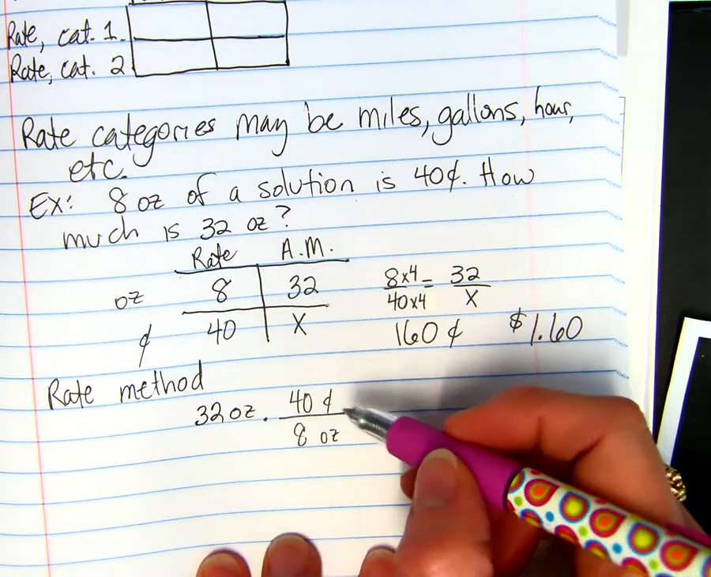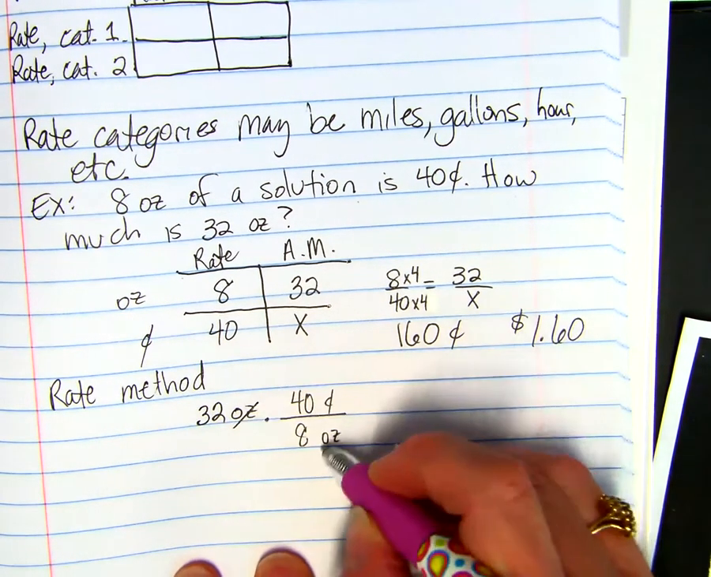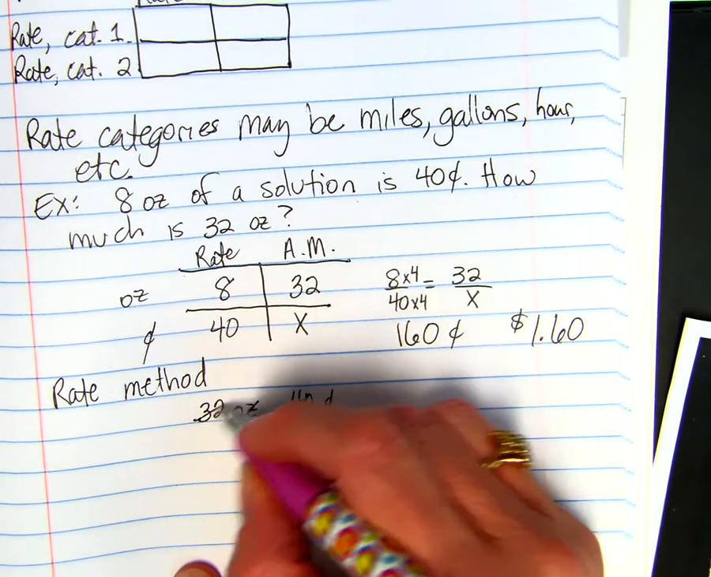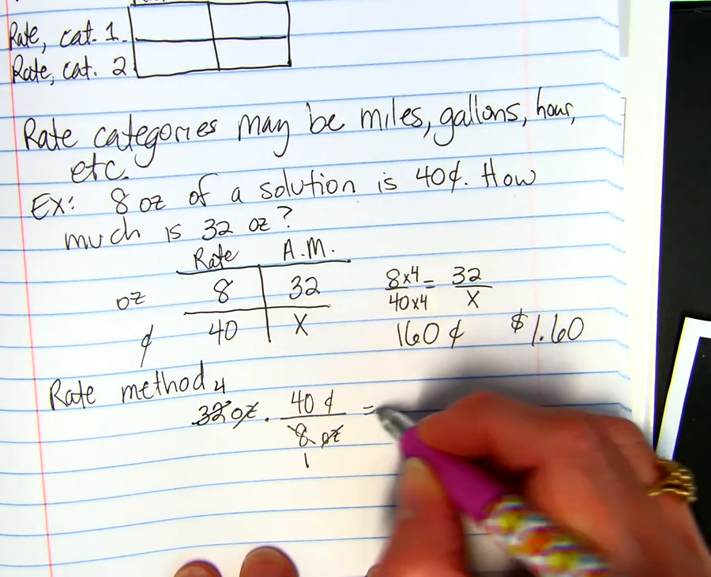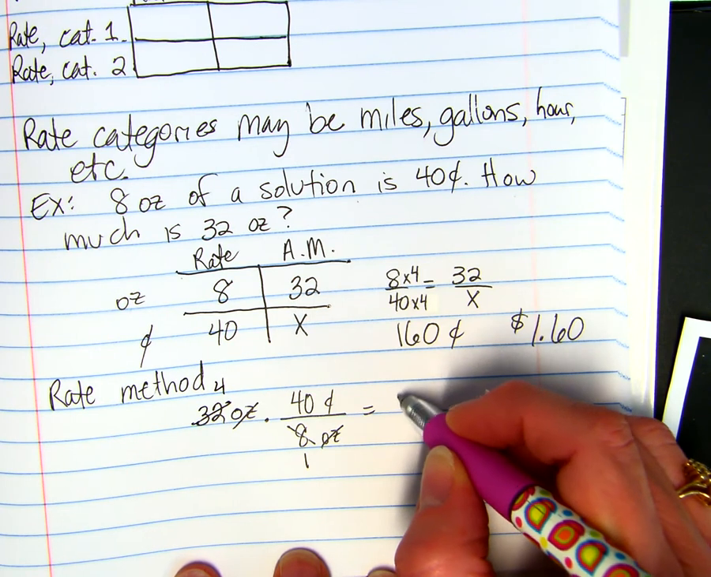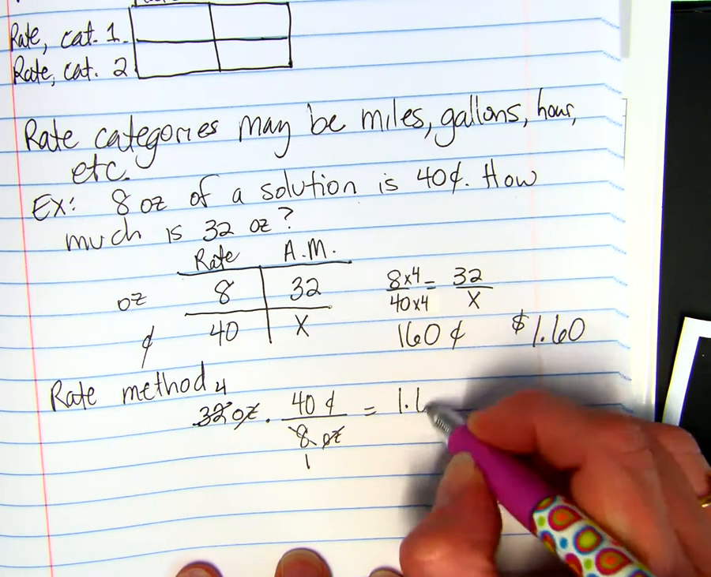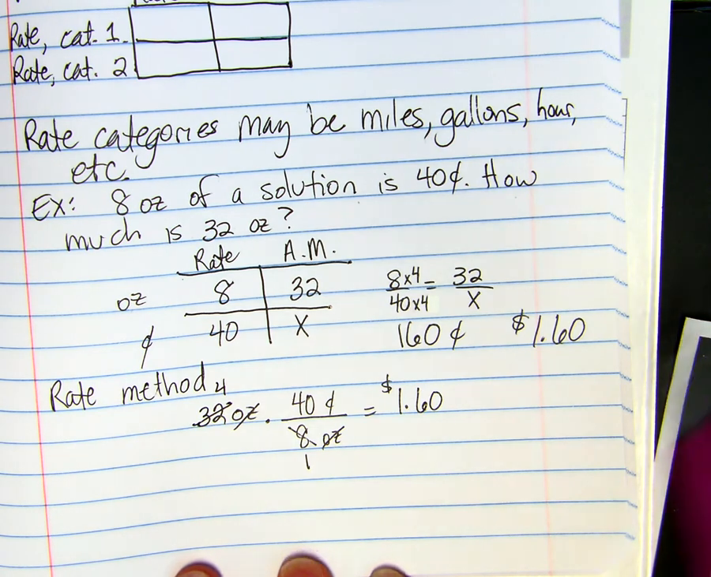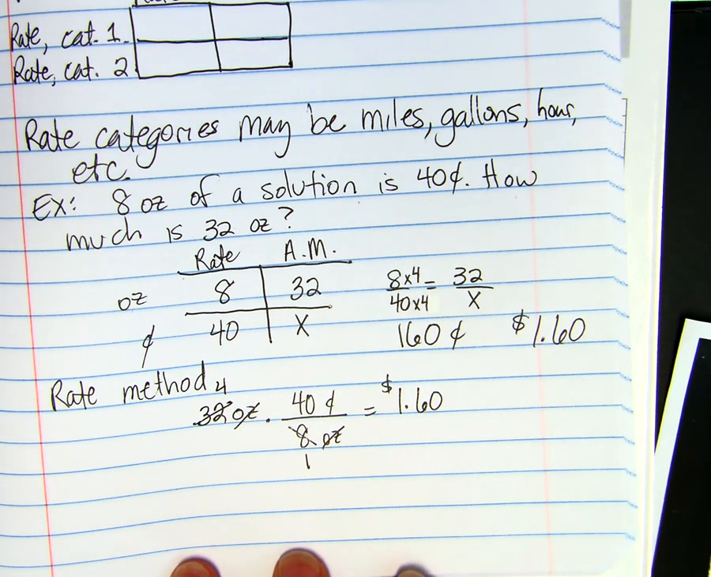I never get confused. Then we can cancel the ounces and go ahead and reduce by canceling, and we get 4 times 40 cents, which is still 160 cents or $1.60. So that's using a unit multiplier, which is a different method.